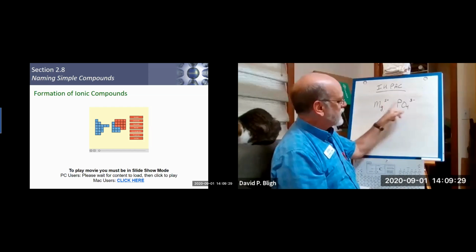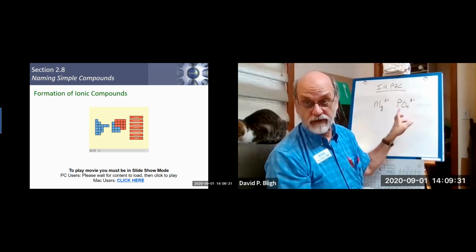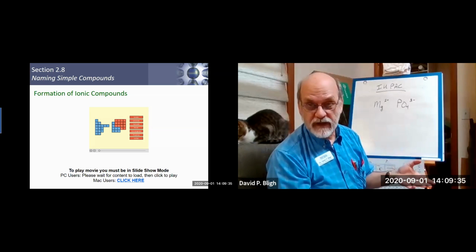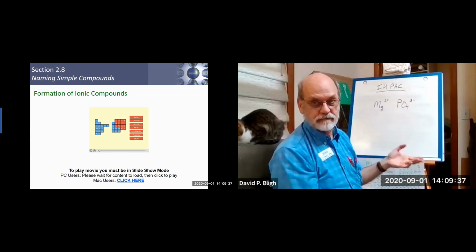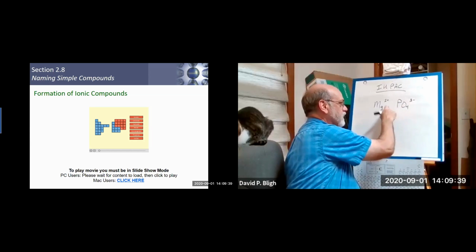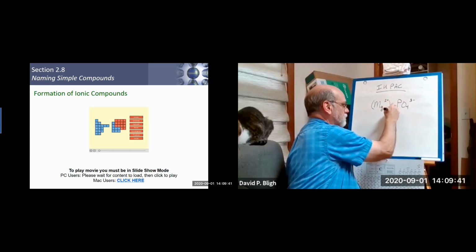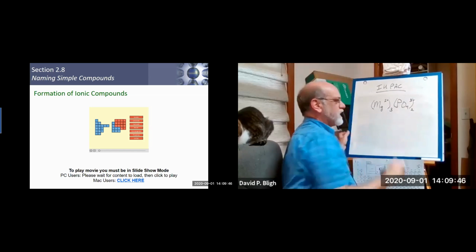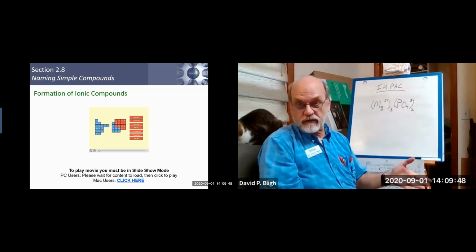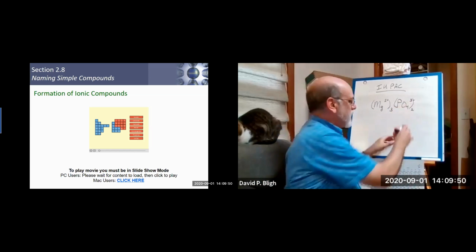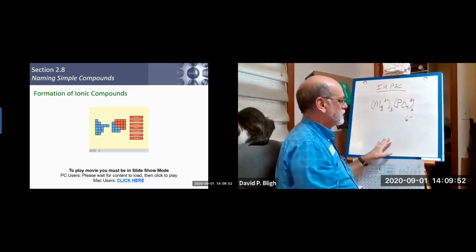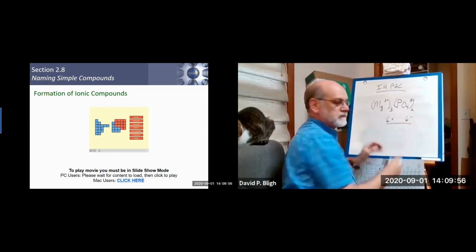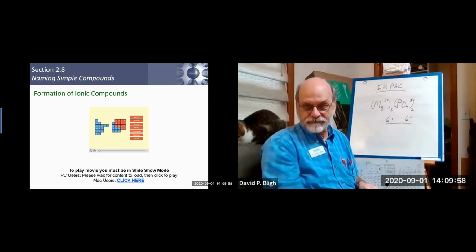Now, we've got an even and an odd. How do we resolve that one? Well, the simplest way is cross multiply. Take that 3 over here and take this 2 over there. And then check yourself, right? 2 times 3 minus is 6 minus. And 3 times 2 plus is 6 plus. We're balanced. Okay?